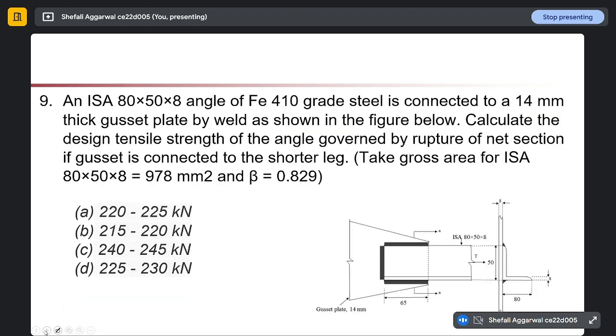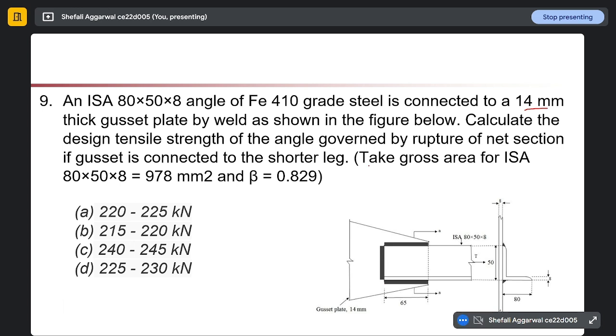Okay, then we'll go to the next question. An ISA 80 x 50 x 8 angle of Fe410 grade steel is connected to a 14 mm thick gusset plate by weld as shown in the figure below. Calculate the design tensile strength of the angle governed by rupture of net section if the gusset is connected to the shorter leg.